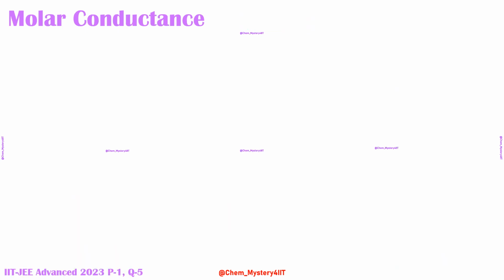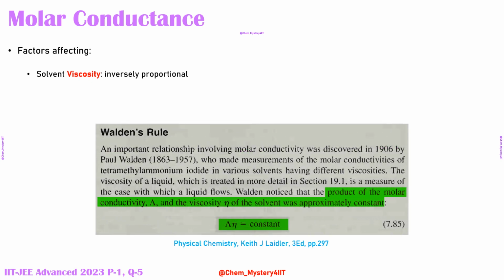Going further, we have the variations of viscosity, how viscosity was affecting. And we talked about all this already, that viscosity is inversely proportional to the molar conductance. This is after Paul Walden, who saw this variation in different solvents, and he used a compound, tetramethylammonium iodide, which is an ionic compound. He saw that the correlation was: lambda is the molar conductance and eta is the viscosity, and their product is going to be constant.